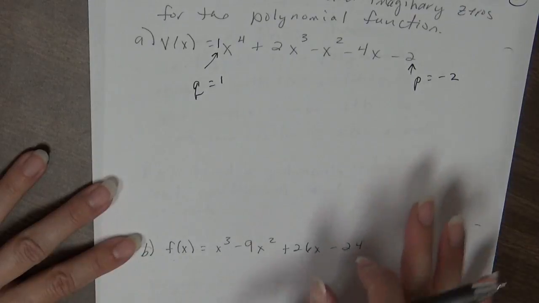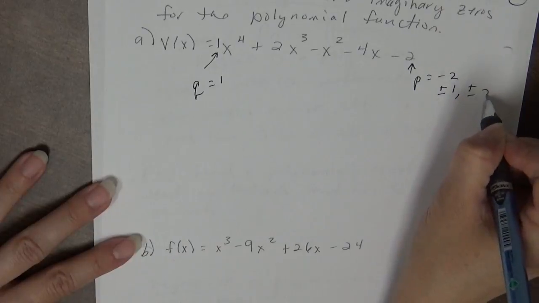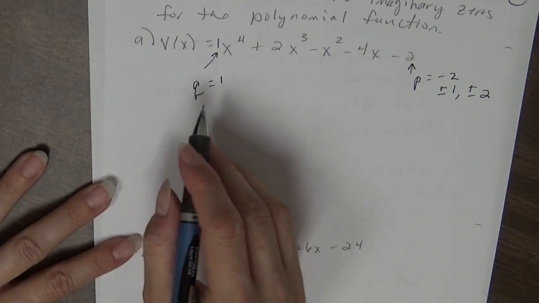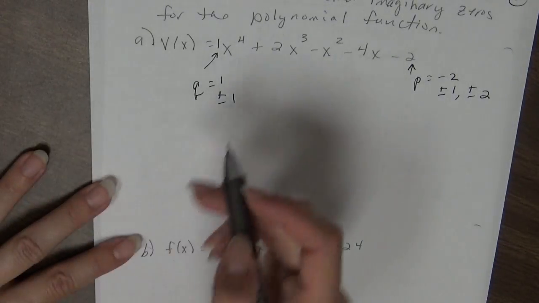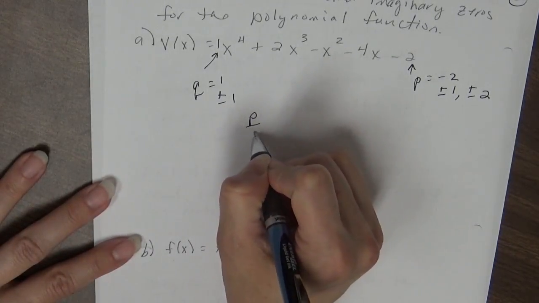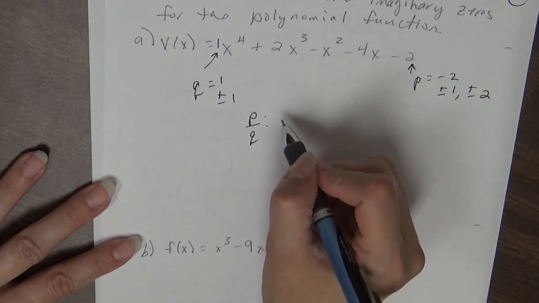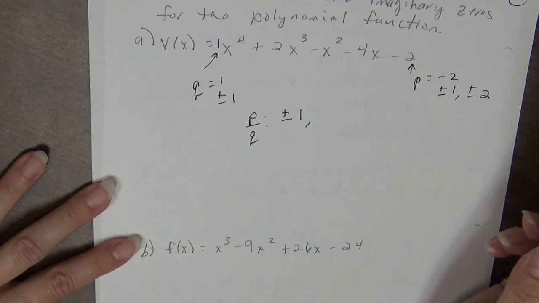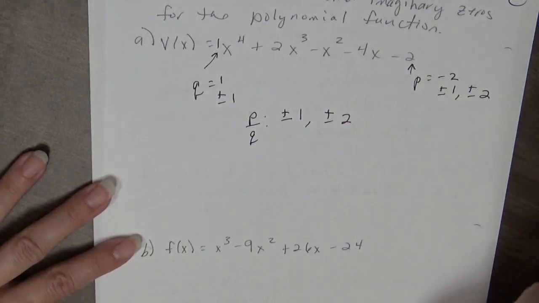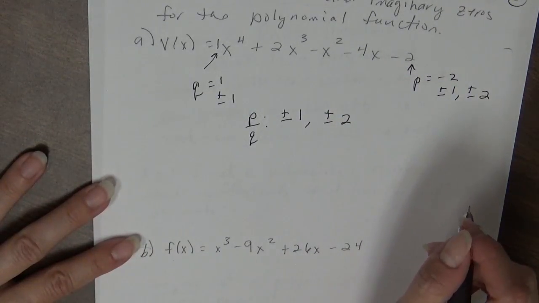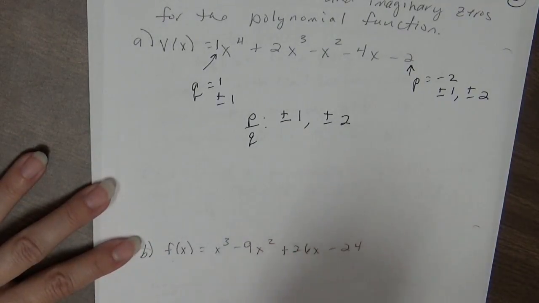So what are possible factors for these two numbers? Well, for p, you could have plus or minus 1, plus or minus 2. And then for q, plus or minus 1. Those are the only ones that are possible here. So you would look at all possibilities for p over q. So plus or minus 1 divided by plus or minus 1, which is plus or minus 1. And then plus or minus 2 divided by plus or minus 1, so that's plus or minus 2. So when you do the synthetic division, whatever will go evenly has to come from this list.